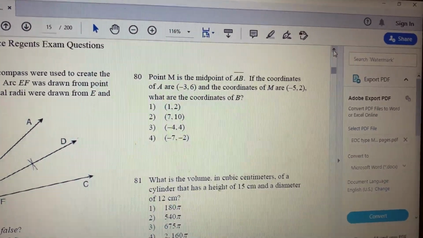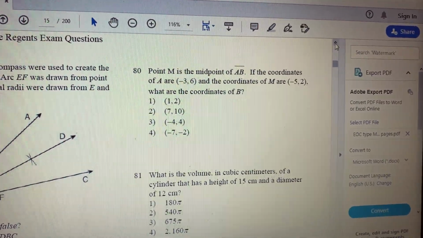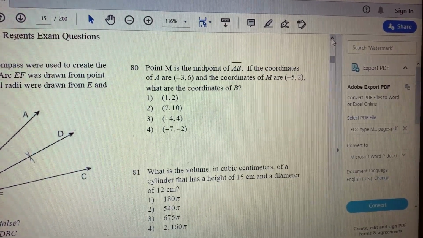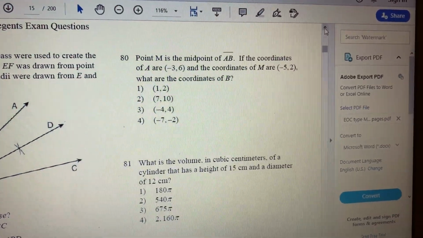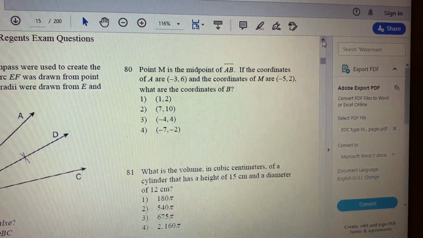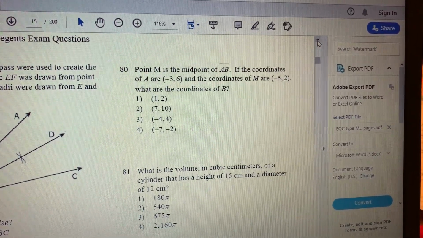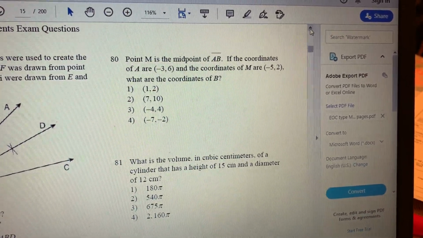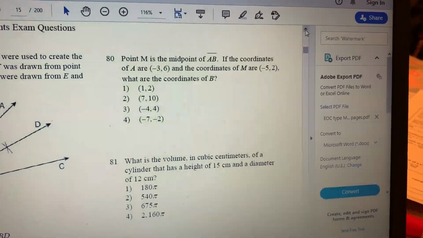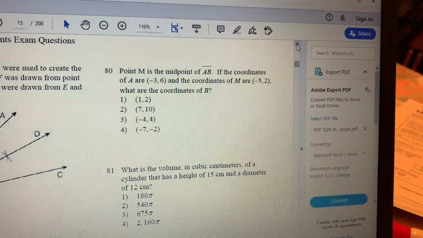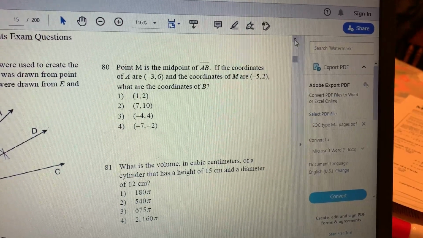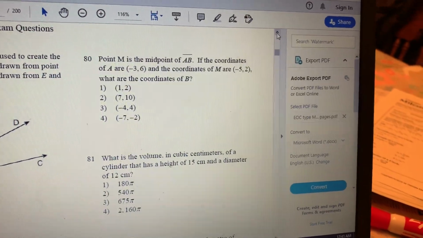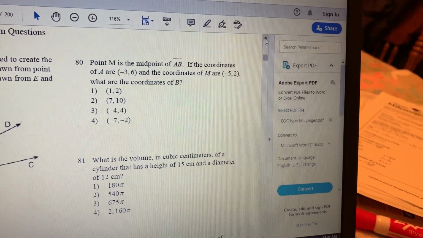I'm sorry. Point M is the midpoint of AB. If the coordinates of A are -3, 6, and the coordinates of M are -5, 2, what are the coordinates of B? So this is still the midpoint formula, but instead of giving the two endpoints, we're given one endpoint and the midpoint, and we have to find the other one. You can finagle the midpoint formulas to make this work, or you can draw it out. To me, drawing it out makes it easier.